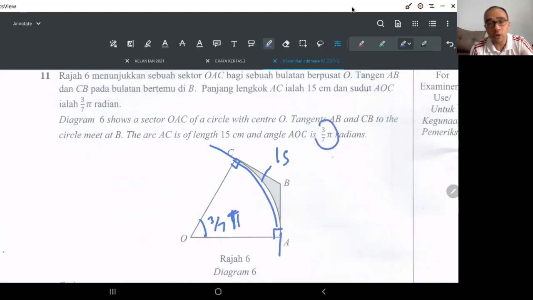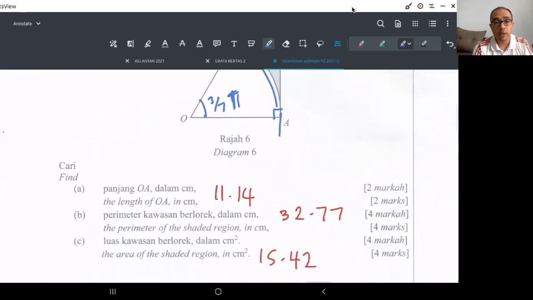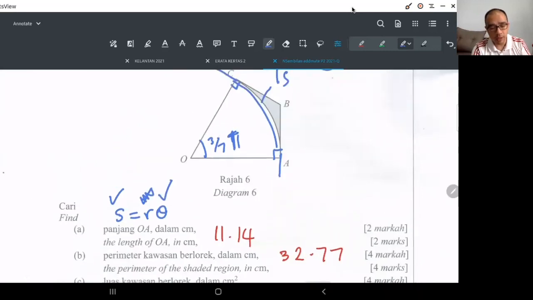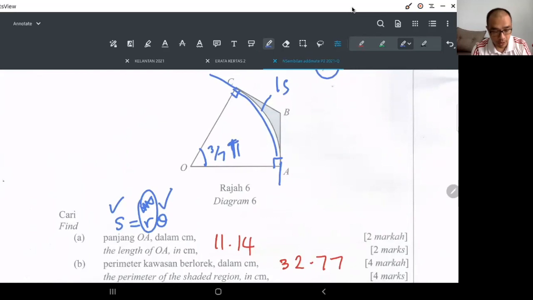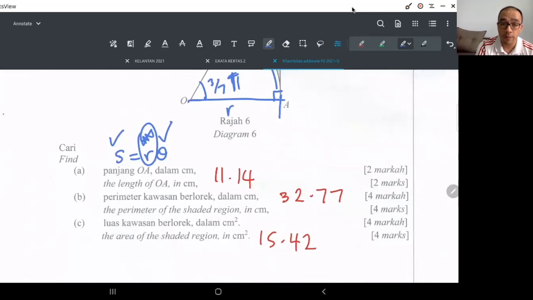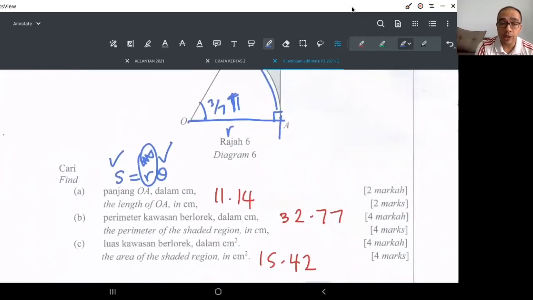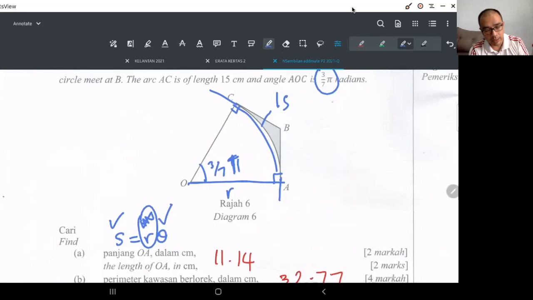This should be a clue to you. If the question gives you 3/7 pi, you don't need to go and put in the pi value. It's not necessary. Leave your answer as pi. So, find the length of OA. You use the formula S equals R theta because S is given and theta is given. All you need to do is find the radius because OA is the radius. You get 11.14.